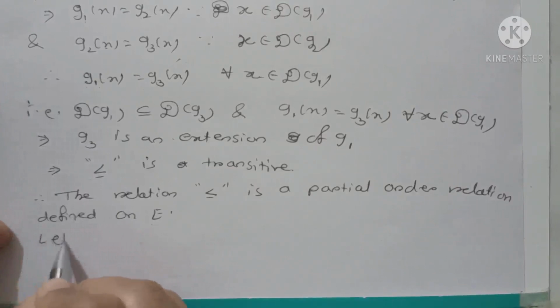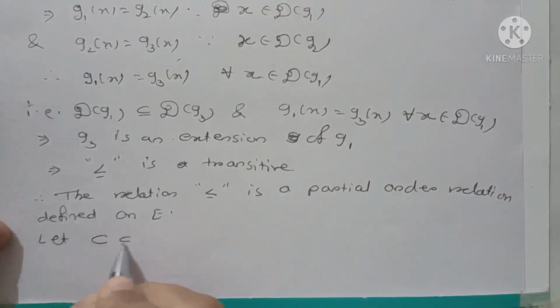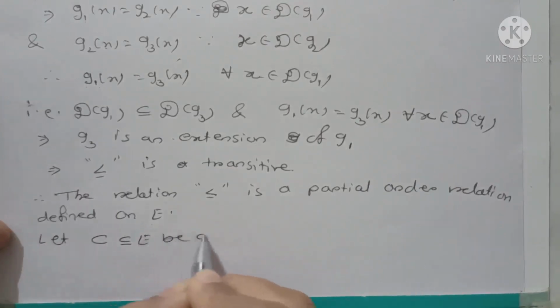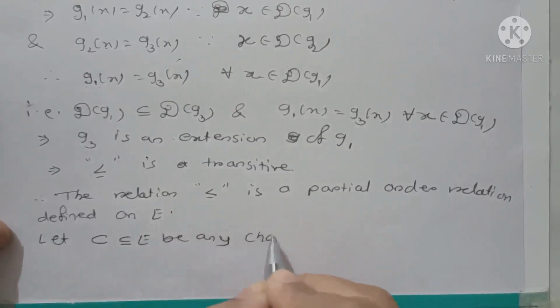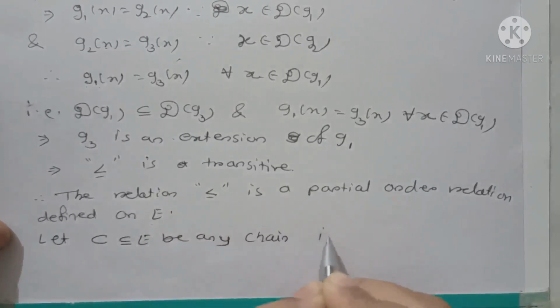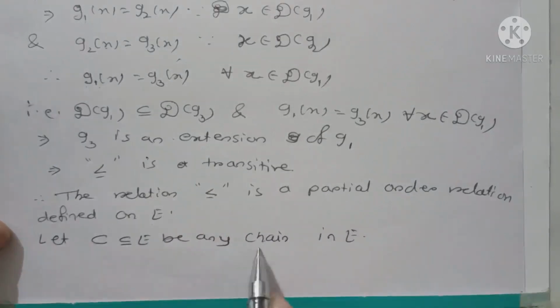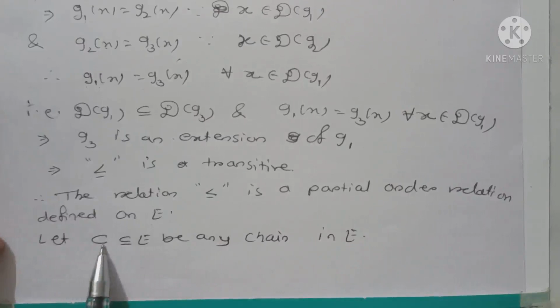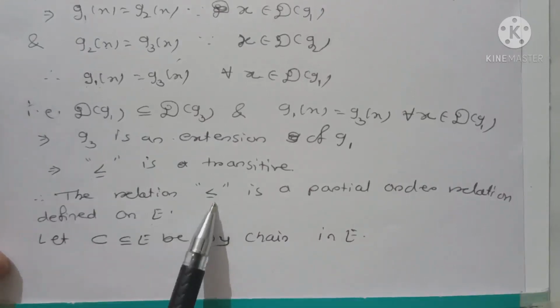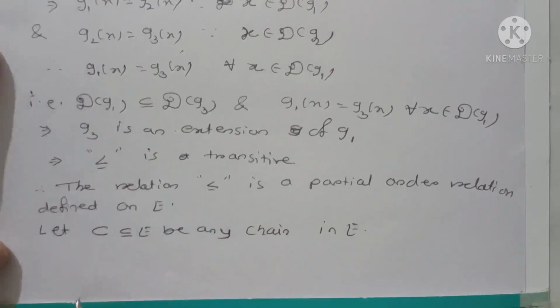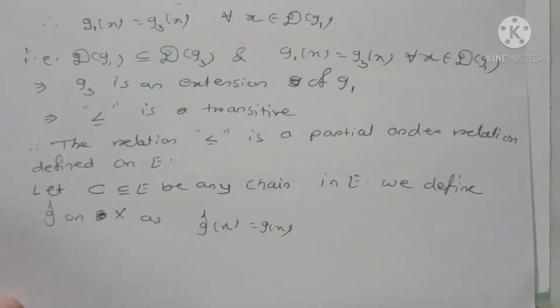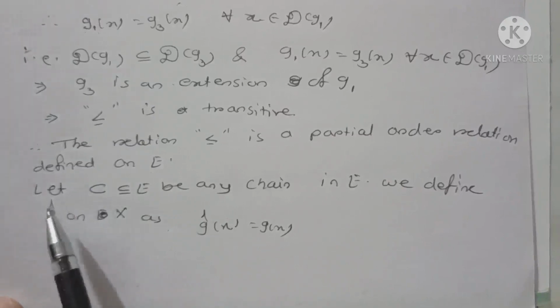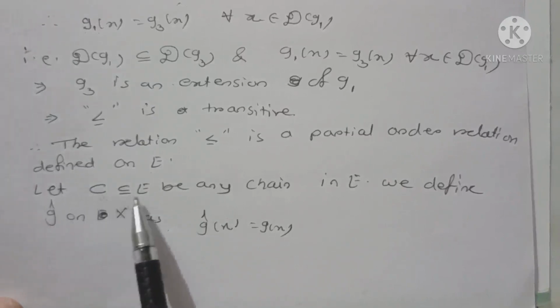Let C subset of E be any chain in capital E. Now it is any chain in capital E. It means that any two elements in C must be related to each other by using this relation. Now we show that the chain C, which is contained in E, has an upper bound.